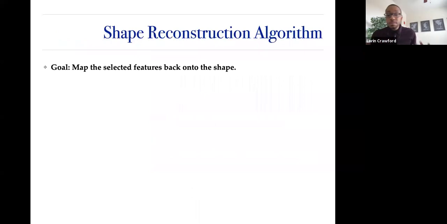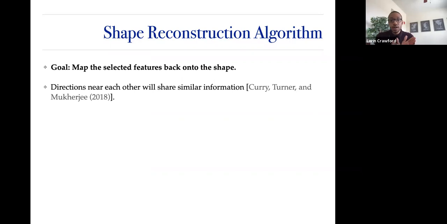Okay. So the last part of the algorithm is to map selected features back onto the shape. Again, you can use any kind of variable selection method you want. But once you have significant features, you need to map them back onto the shape.